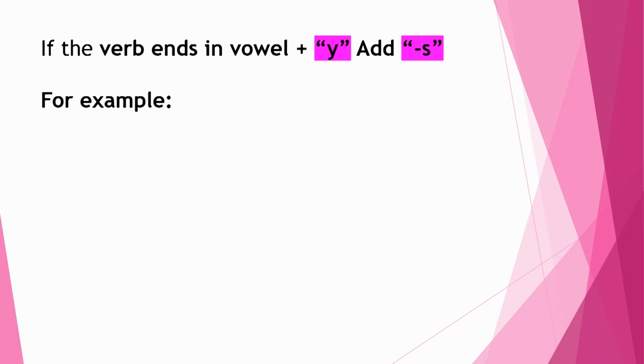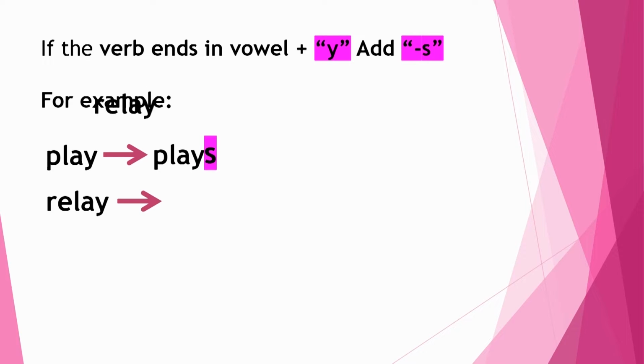It's a second rule. If the verb ends in a vowel plus Y, for example, play, you must add S, plays, right? Listen, plays, right? In this case is relay, right? I add an S, so we say relays, right? Plays, relays.